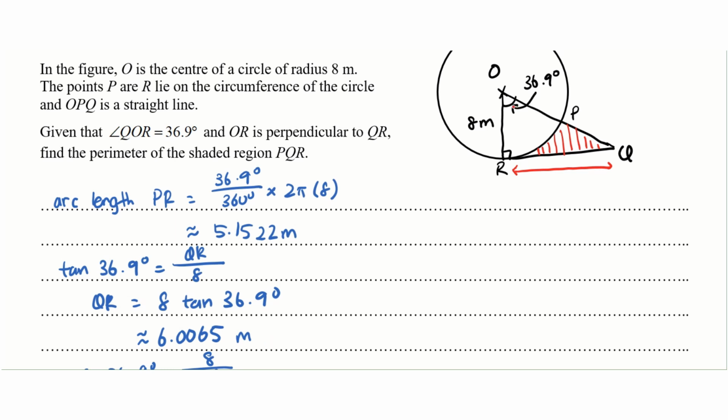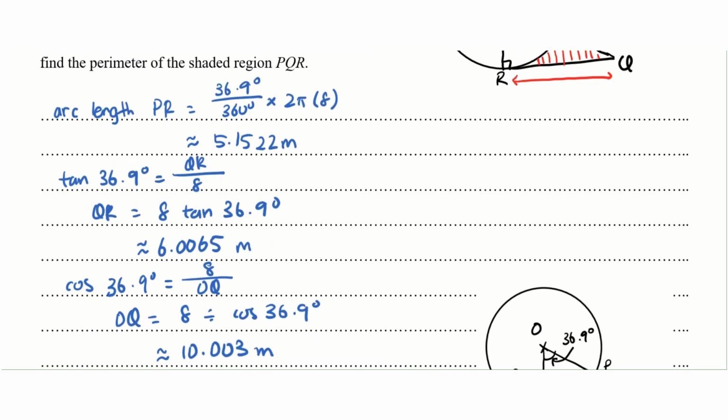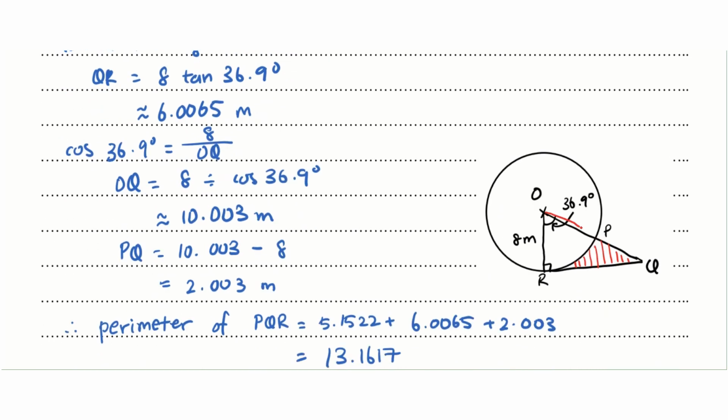Then we similarly apply trigonometry to find the length of OQ. We use cosine 36.9 equals 8 over OQ, and hence OQ is about 10.003 meters. Do take note that OQ is not what we want for the perimeter of the shaded region. We need to find the length of PQ. So the length of PQ is 10.003 minus the length of OP, which is the radius of the circle, 8 meters. So we have PQ to be 2.003 meters.